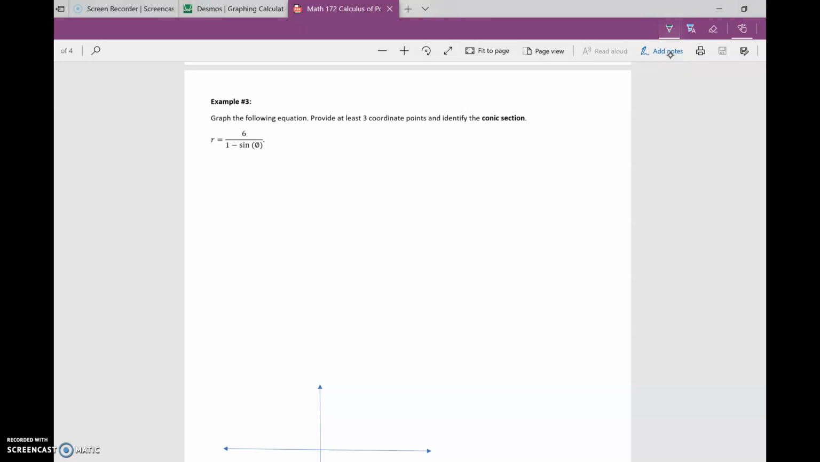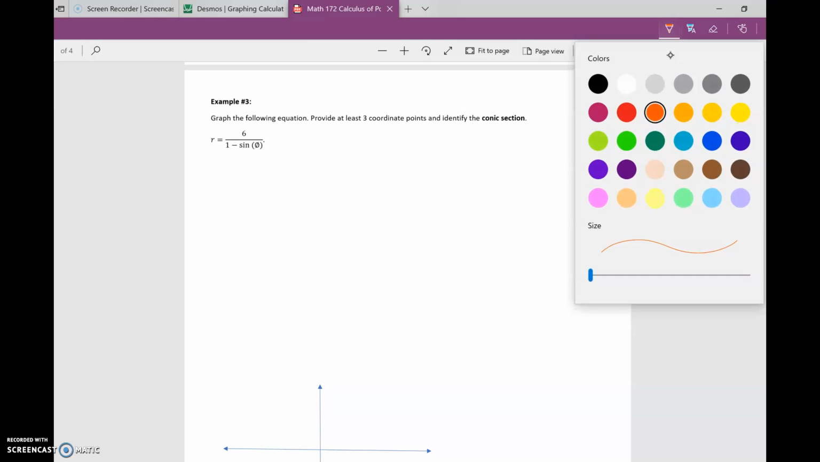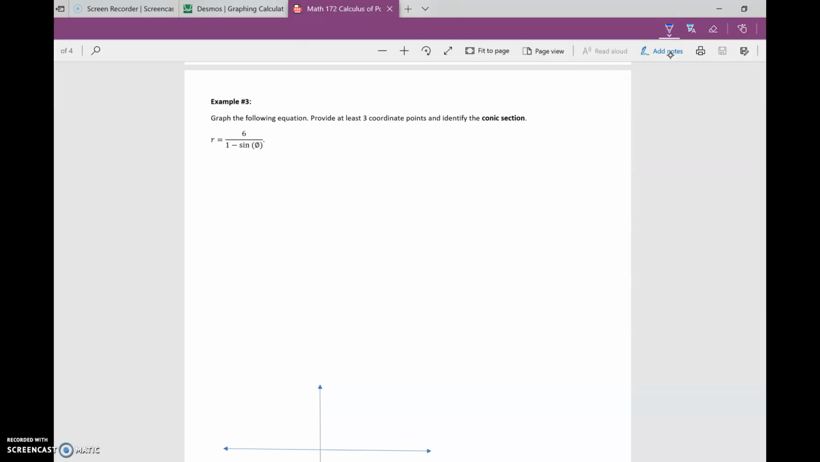Hi class, let's take a look at example 3. Now, same idea as before, I need 3 coordinate points. If you recognize it, that's great. If not, don't worry. The 3 coordinate points will be sufficient. So let me just rewrite it as theta, and then r is equal to 6 over 1 minus sine of theta. And then we're talking about r comma thetas.